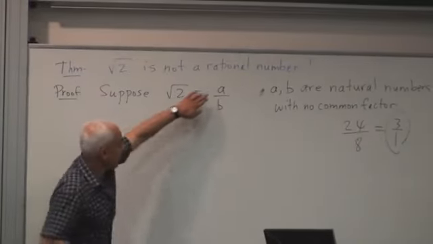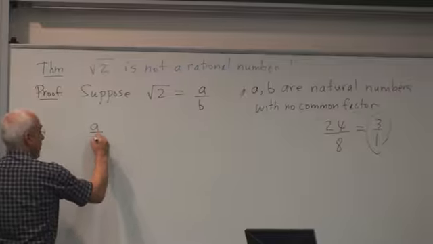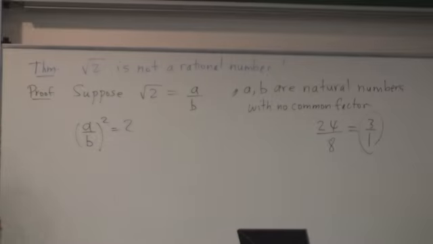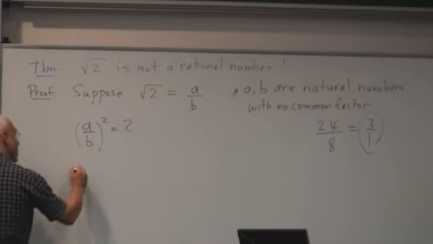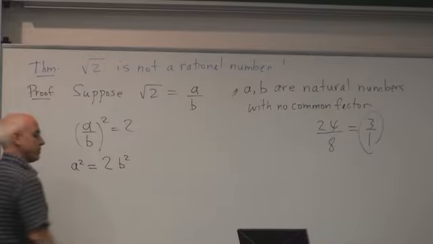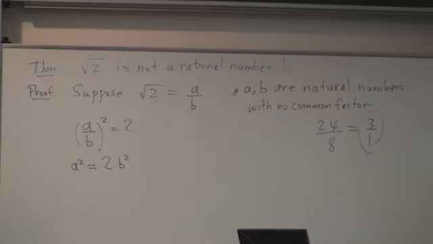So what do we know about this number a over b? Well, we know that (a over b) squared has to equal 2. And we're going to try to get a contradiction. So we'll look at this equation, and first rewrite it as a squared equals 2b squared. Remember, a and b are natural numbers.